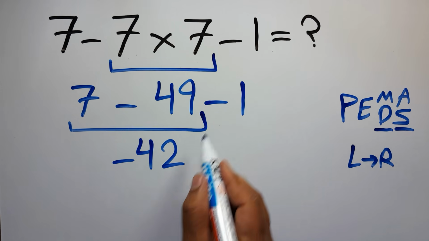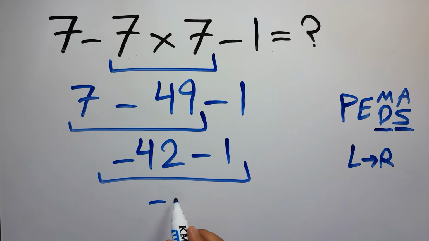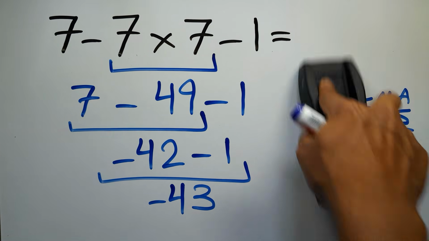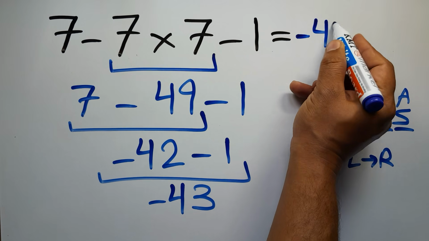So negative 42 minus 1, which equals negative 43. And this is our final answer to this problem. The correct answer is negative 43.